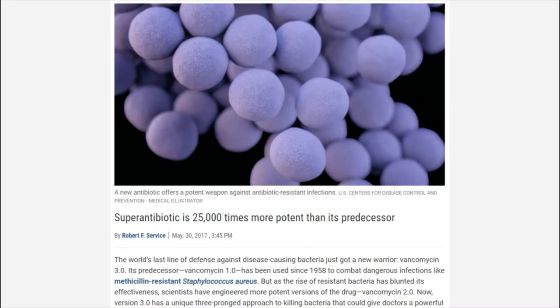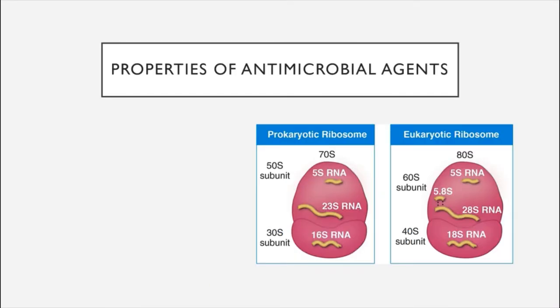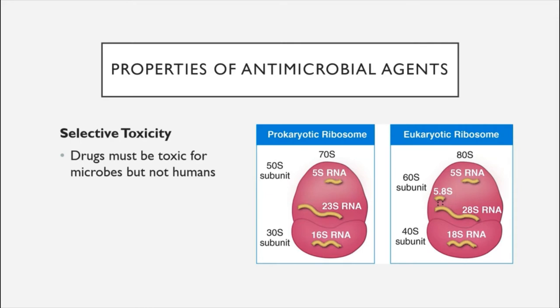But before we do that, we are going to go over some general properties of antimicrobials, and also talk about the mechanisms by which the antimicrobials target and destroy microbes. One important feature of antimicrobial agents is something called selective toxicity. Selective toxicity refers to the fact that a drug needs to be toxic for the microbes, but not to humans. So this is a very basic and logical property of a drug. It needs to kill the microbes, but it needs to not kill the person taking the drug.